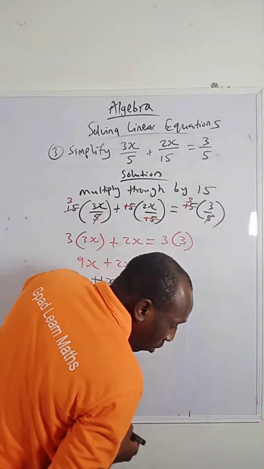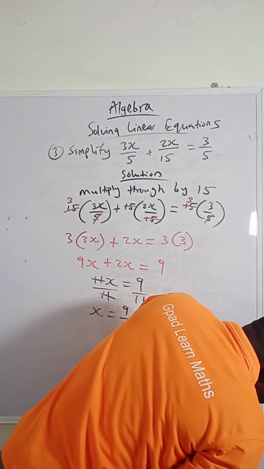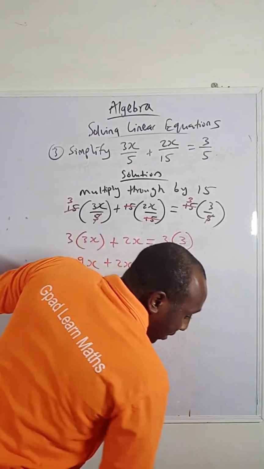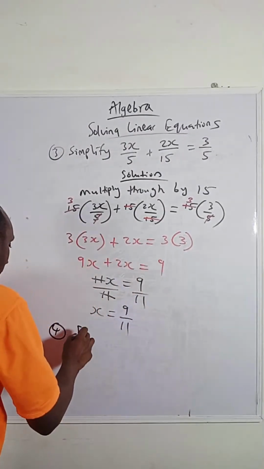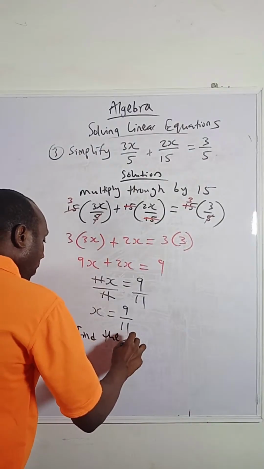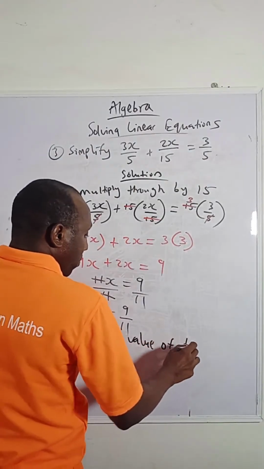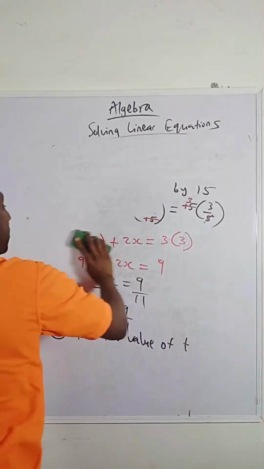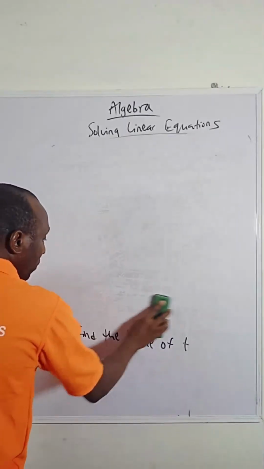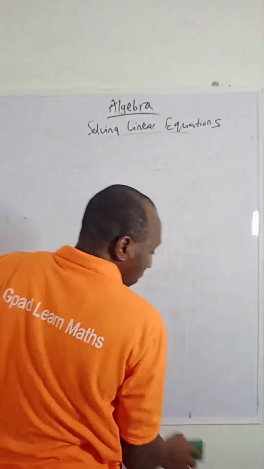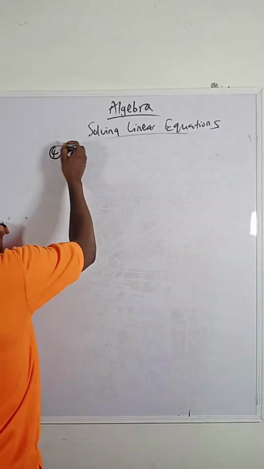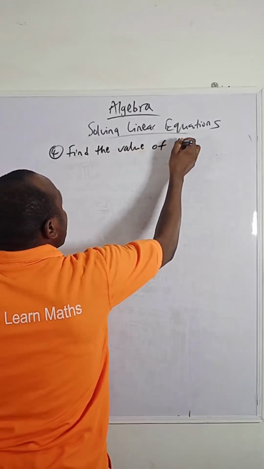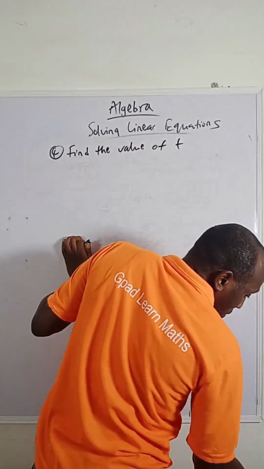Okay, so I want you all to give this a try. Yeah, everybody give this a try. Number 4, let me just make this number 4. Find the value of t. Maybe I should just erase this so you can have a clear view of the question. So number 4, find the value of t.